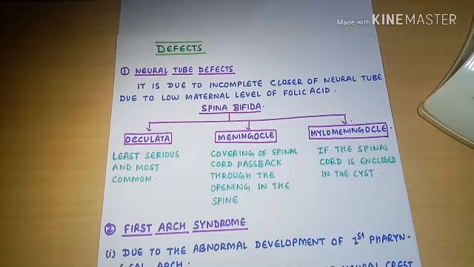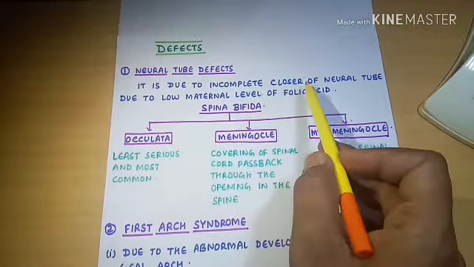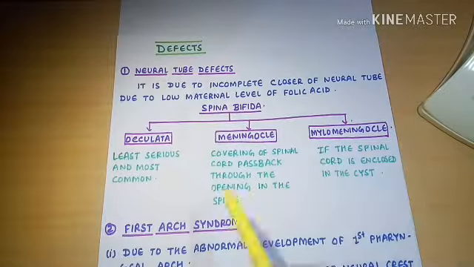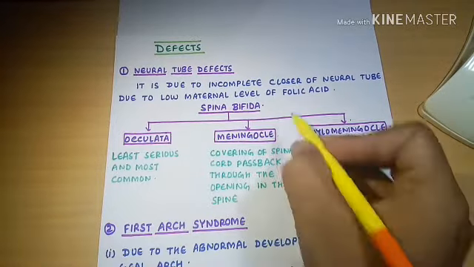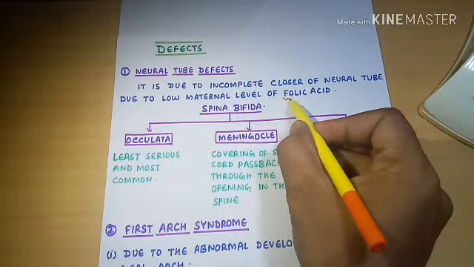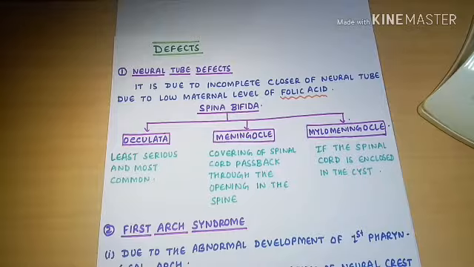The first one is the neural tube defect. The neural tube defect is due to the incomplete closure of the neural tube due to the low maternal level of folic acid. We know that for the complete development of the neural tube, folic acid is required. But if the folic acid is low in the maternal blood, there is incomplete fusion or incomplete closure of the neural tube, due to which spina bifida is caused.